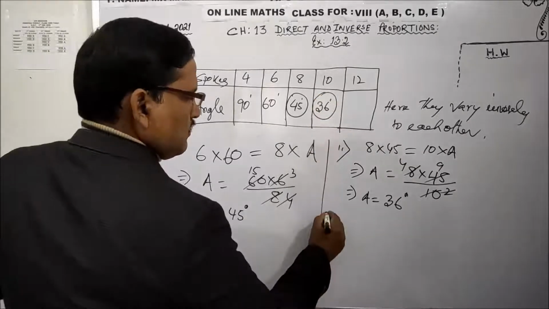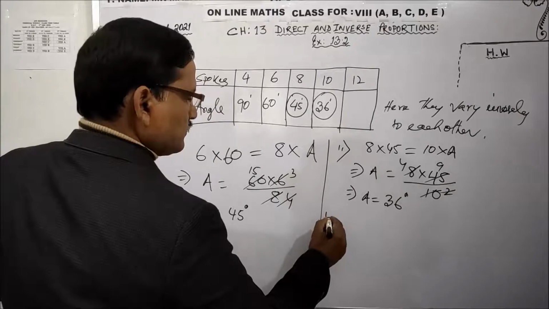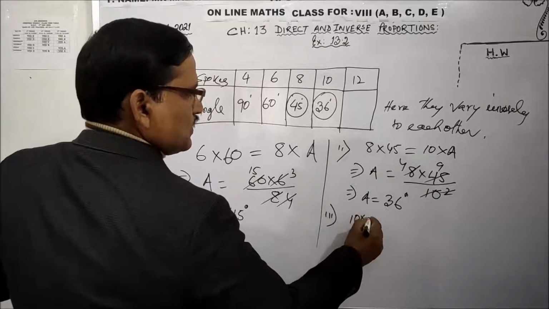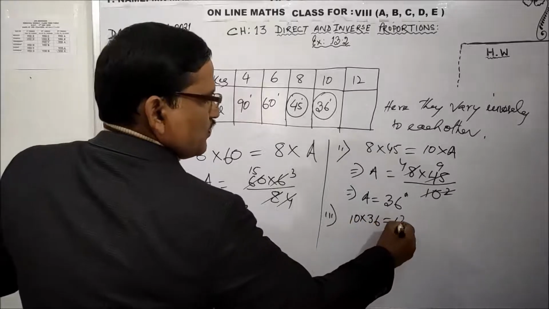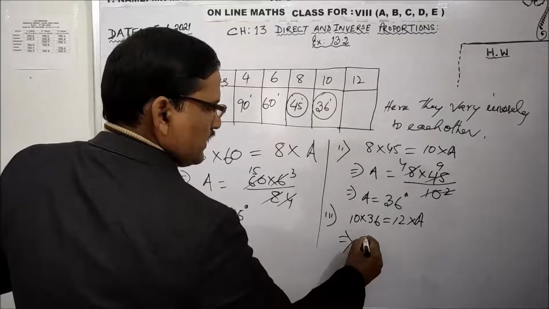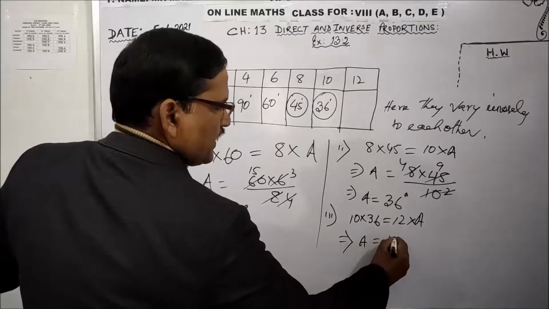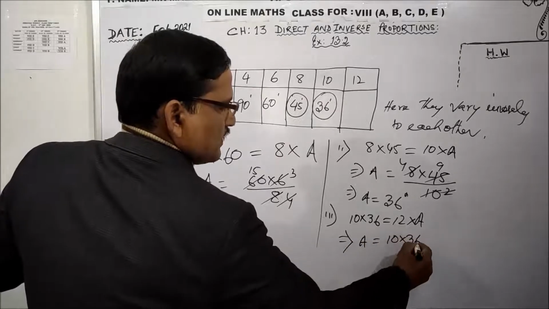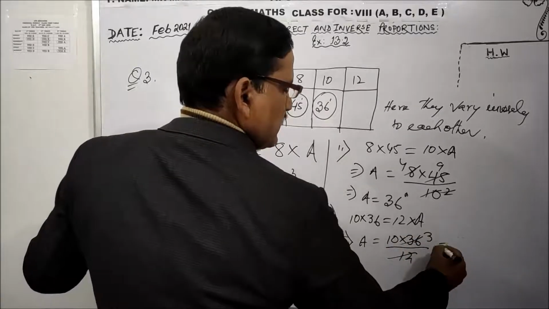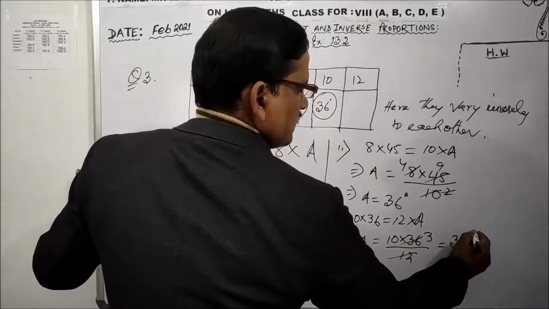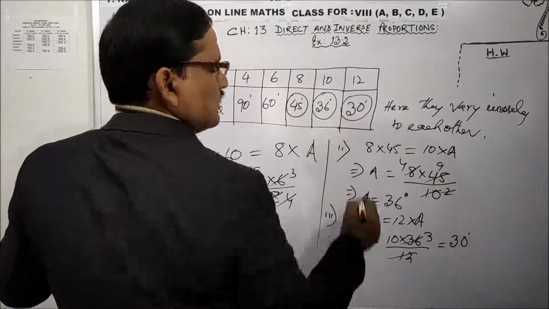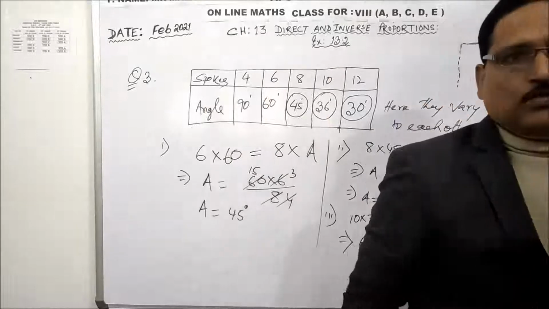Okay. Now the third one. So take this one, 10 into 36 will be equal to this into A. Then A will be equal to 10 into 36 by 12. Cut 3, that equals 30 degrees. So this is the way to solve the question.